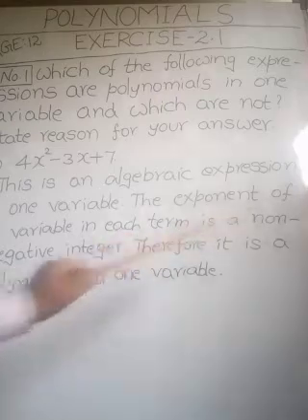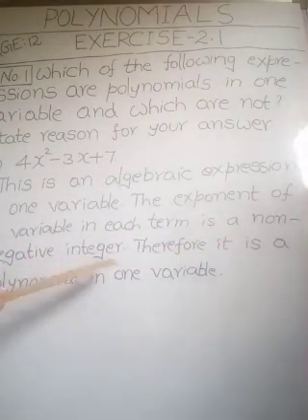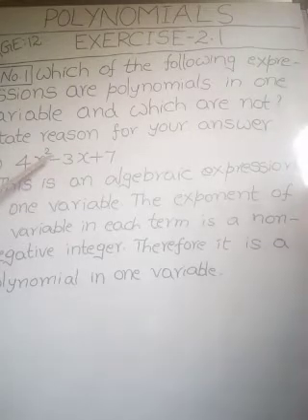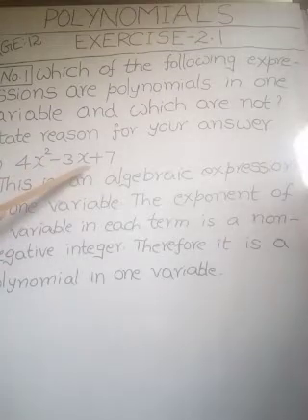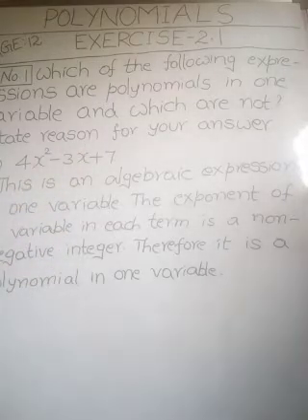The exponent of the variable in each term is a non-negative integer. What is the exponent of x here? In the first term, 2. It is a non-negative integer. What is the exponent of x here? Nothing. Means it is 1. The exponent of x is here 1. It is also a non-negative integer.